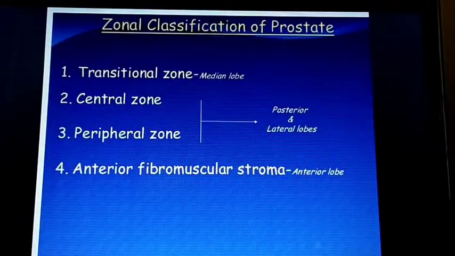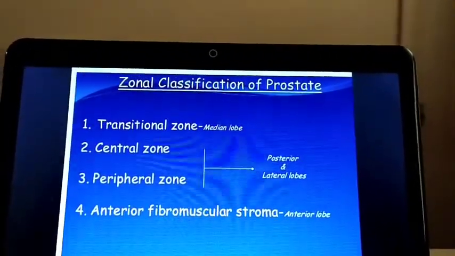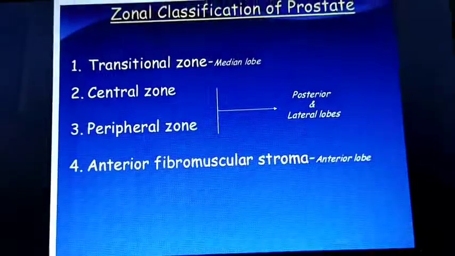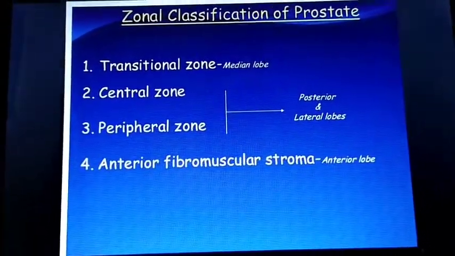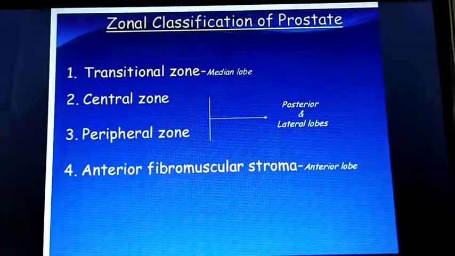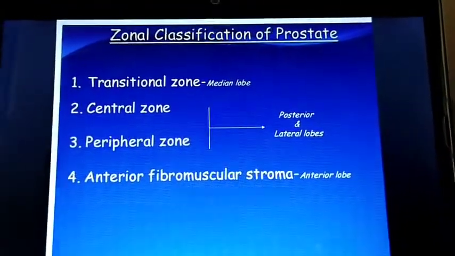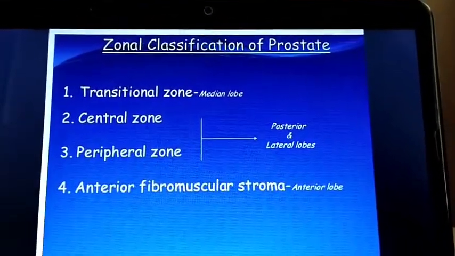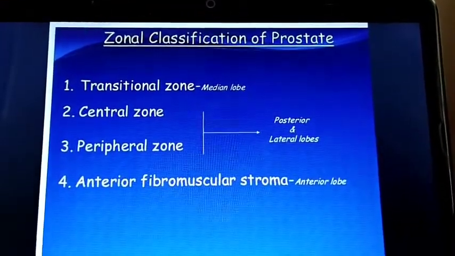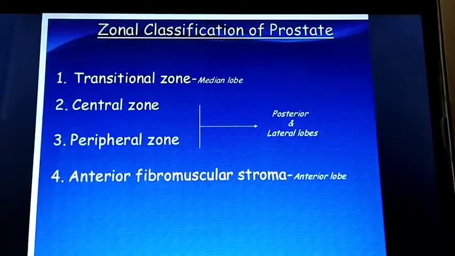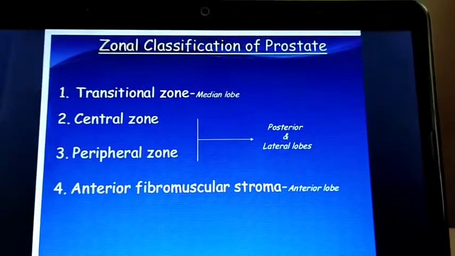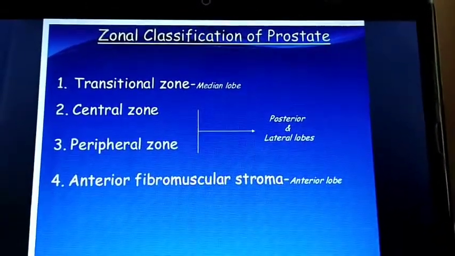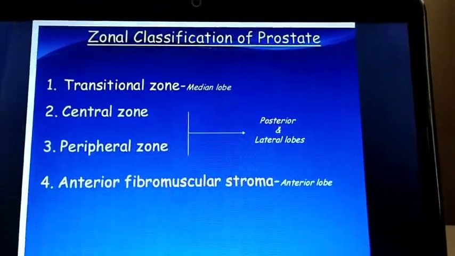Now we can go for the zonal anatomy. I have discussed the lobes, and now we can talk about the zones. You can see the zones here in a coronal view. Now we go for the zonal anatomy, or classification, of the prostate.